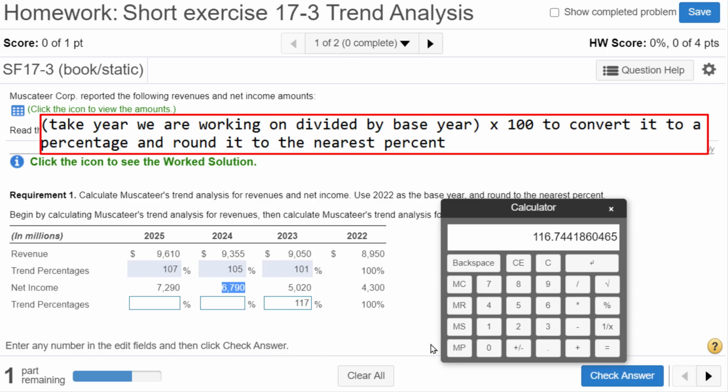Next, we've got 2024, so that's 6790. 6790 divided by the base year of 4300 times 100 to convert it to a percent. That gives us, wow, 158% when we round it to the nearest percent. And finally, we've got last year, 7290. 7290 divided by the base year, 4300, multiply by 100 to convert to a percentage, 170%, because we have to round it to the nearest percent.